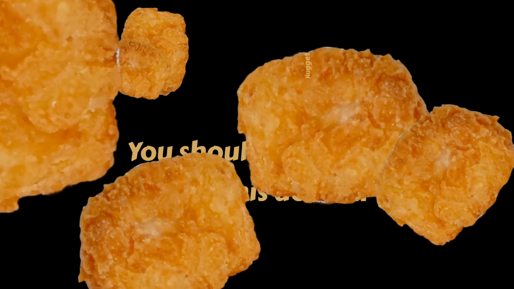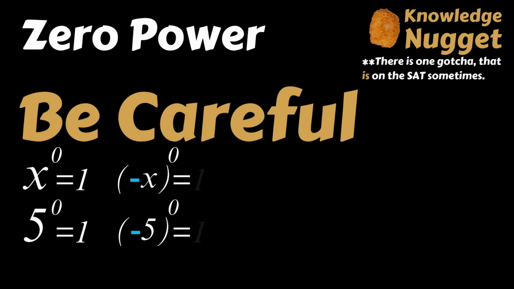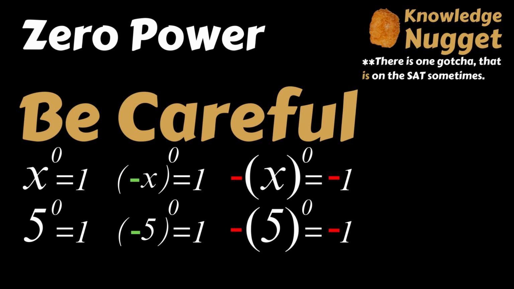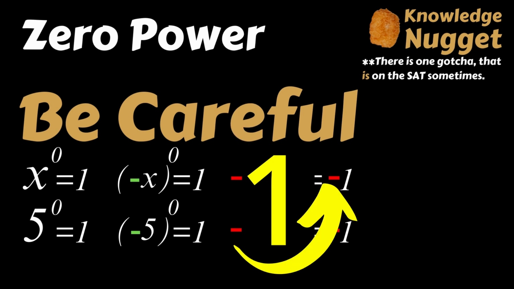All of them to the 0 power equal 1. There's one exception to the 0 power rule, which is not on the SAT. Then there's one exception that is on the SAT sometimes. So be careful. Look at these 3 examples. Do you understand why the last one equals -1? It's -1 because the negative is in front of the parentheses. So the X or the number gets turned into 1 and then multiplied by the negative in front. So watch out for that possibility.